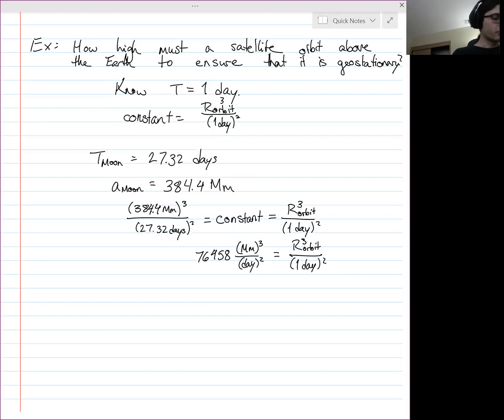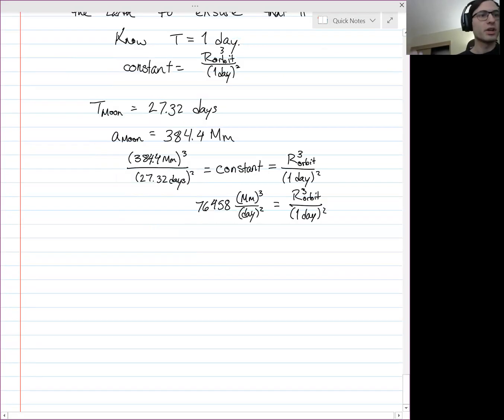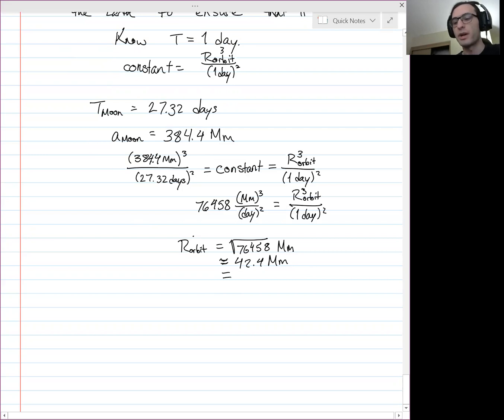And so we can solve explicitly for our orbit. You just take the cube root of both sides. You can multiply both sides by a squared day first. But solving, we get that the orbit is equal to the cube root of 76,458 cubic megameters, which is approximately 42.4 megameters. And it turns out that we should take into account the fact that this is measured from the center of the Earth, right? Because the gravitational force is always applied at the center of mass, and the center of mass of both these systems is approximately at the center of the Earth. So this is 42,400 kilometers from the center of the Earth.